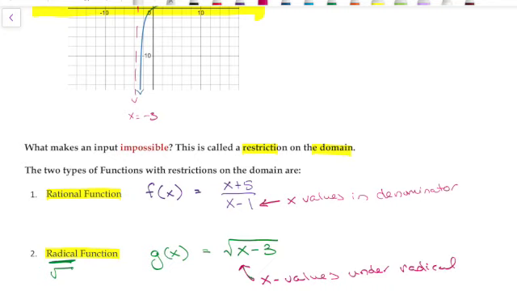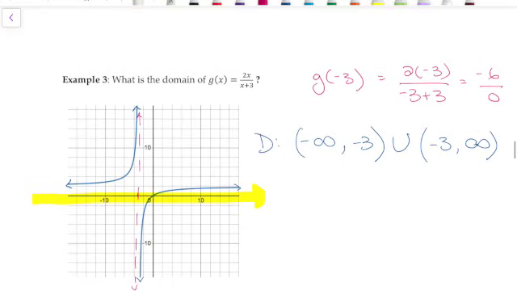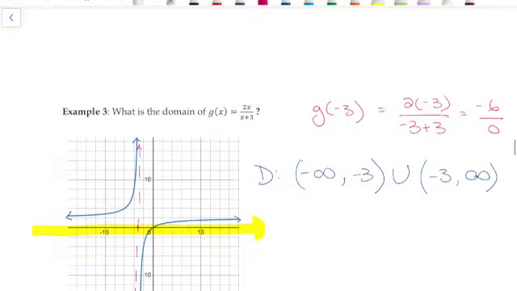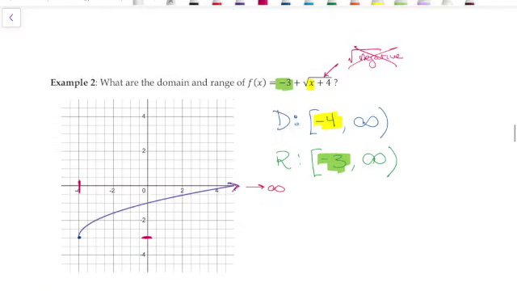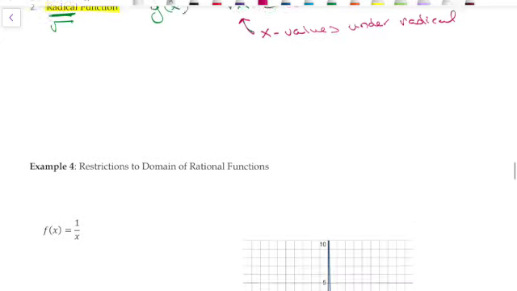Okay, so those have restrictions, and we saw a couple of examples of that. This one has a restriction because it's a rational function, and you can't divide by 0. This one has a restriction because it's a square root, and you can't take the square root of a negative. Okay, so those are our restrictions, and those are the only ones you need to know.